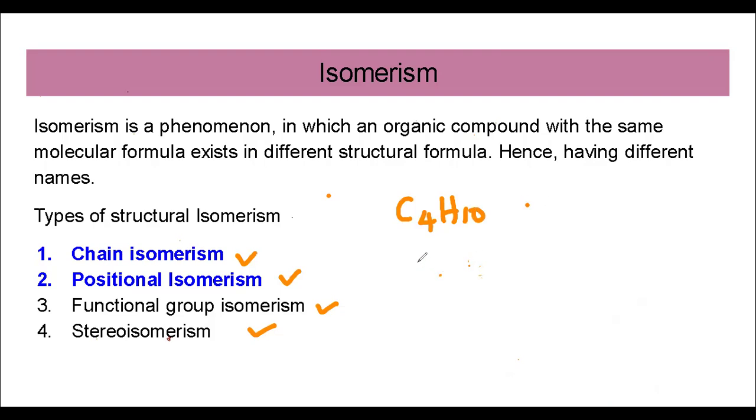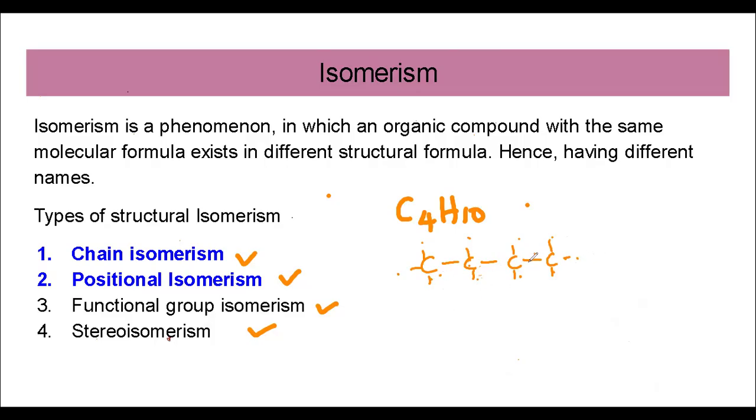Now let's see how chain isomerism works. You have C4H10. If I'm to draw this organic compound, I can have four carbon atoms attached to each other this way, connected this way. You have all the hydrogen atoms connected this way. If you count the hydrogen, you have 1, 2, 3, 4, 5, 6, 7, 8, 9, 10. So this is the straight chain isomer.